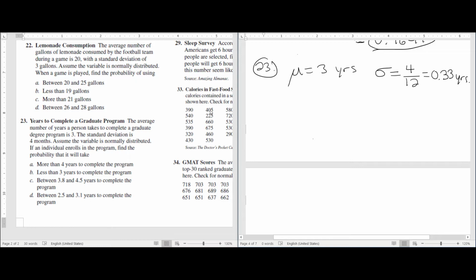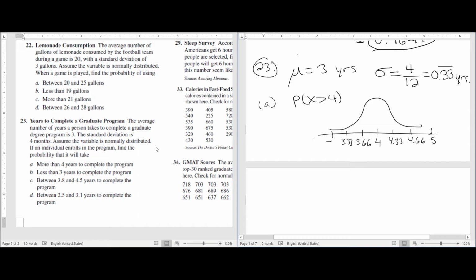All right. So now we want the probability that it'll take more than 4 years to complete the program. So the probability that x is greater than 4. So I'm going to draw the bell curve real quick. 4.33, 4.66, about 5. About 3.66. This is rounding, by the way, because this is 0.33 going on forever. And then 3.33, and then about 3.